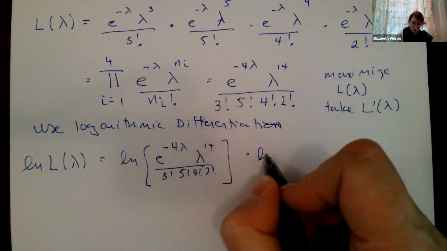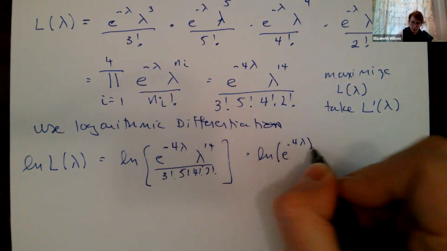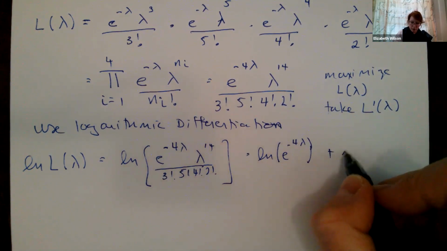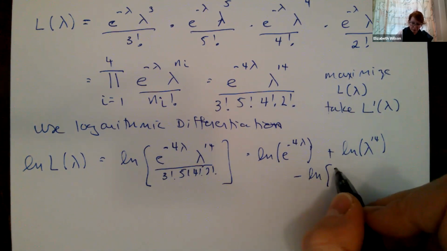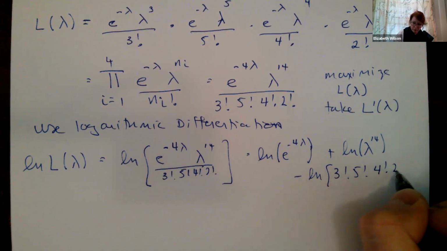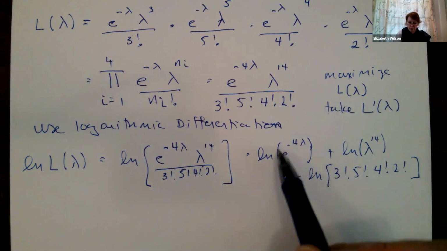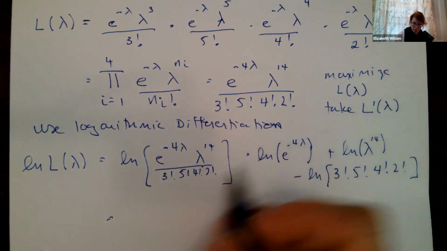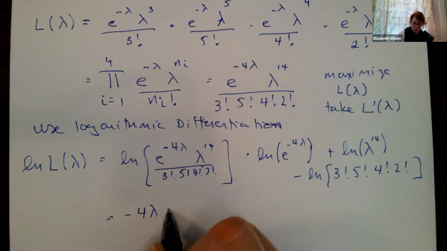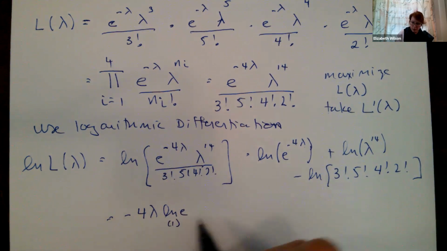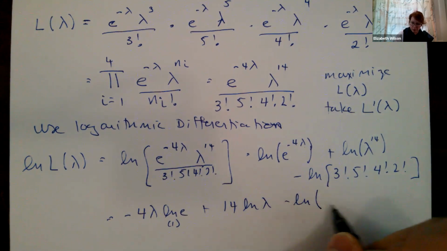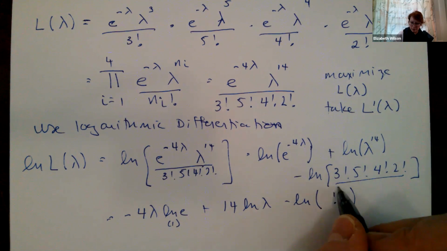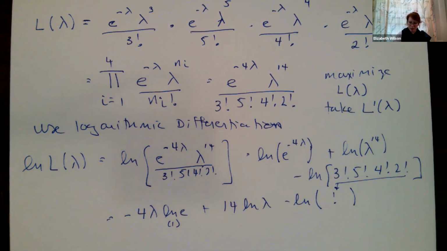So let's write this out. ln of e to the minus 4 lambda. I'll write this all out at first just so you can remember. Plus the natural log of lambda to the 14, minus the natural log of all these factorials. So let's work on our exponents. This is going to be minus 4 lambda times the natural log of e, which is equal to 1, plus 14 natural log of lambda, minus the natural log of, I'm just going to write factorial, that's my shorthand so I don't have to write out all those terms: 3 factorial, 5 factorial, 4 factorial, 2 factorial.